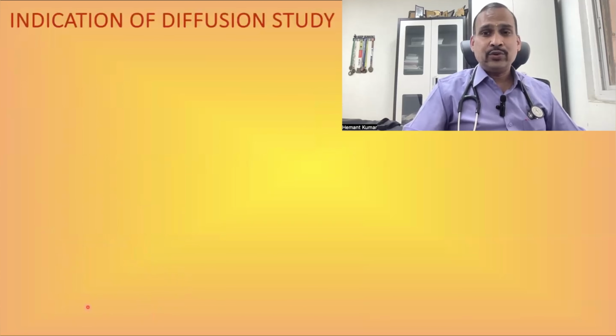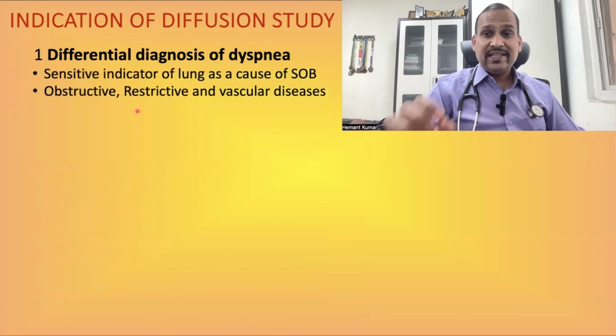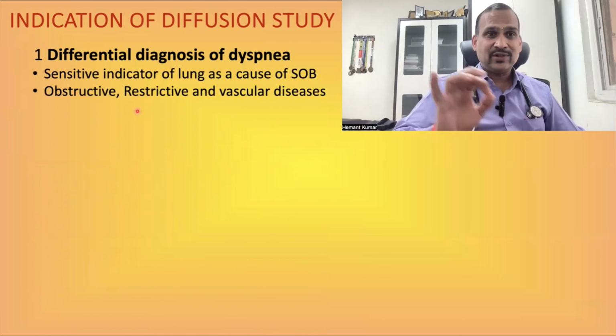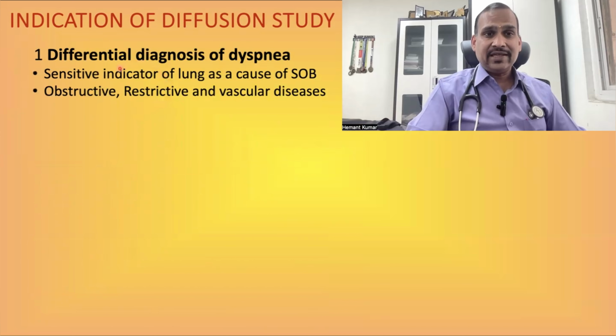Now, when to do diffusion studies? What are the indications? The indication is differential diagnosis of dyspnea, especially when chest X-ray is normal. We don't know what's the cause of dyspnea. In that case, it is a sensitive indicator for lung as a cause of shortness of breath, especially when X-ray is normal, like pulmonary arterial hypertension.